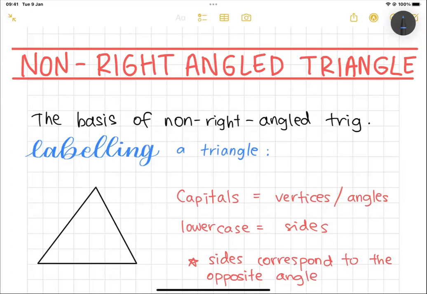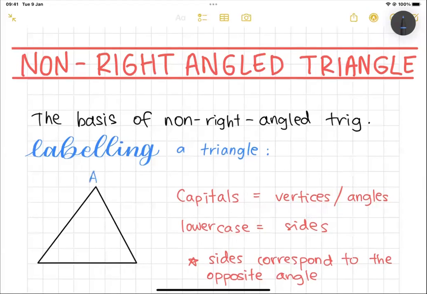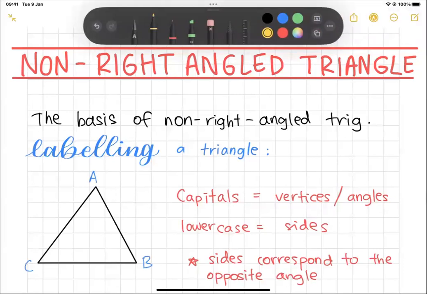So I've got two points here. Wherever your vertices or angles are, I'm going to label them with a capital letter. So this is an angle, a vertex, and I'm just going to label it as a capital A, B, and C. To find your sides, it's the same thing we use for SOHCAHTOA.